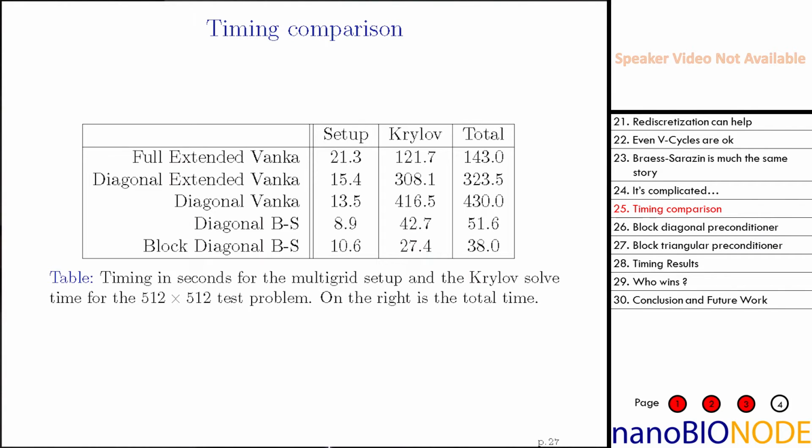And then just a quick note on timing. We see that Vanka methods tend to be very expensive. This is overlapping block Gauss-Seidel, lots of residual updating going on and what have you. But the Braess-Sarazin methods can be really, really fast because you're basically doing mat-vecs.